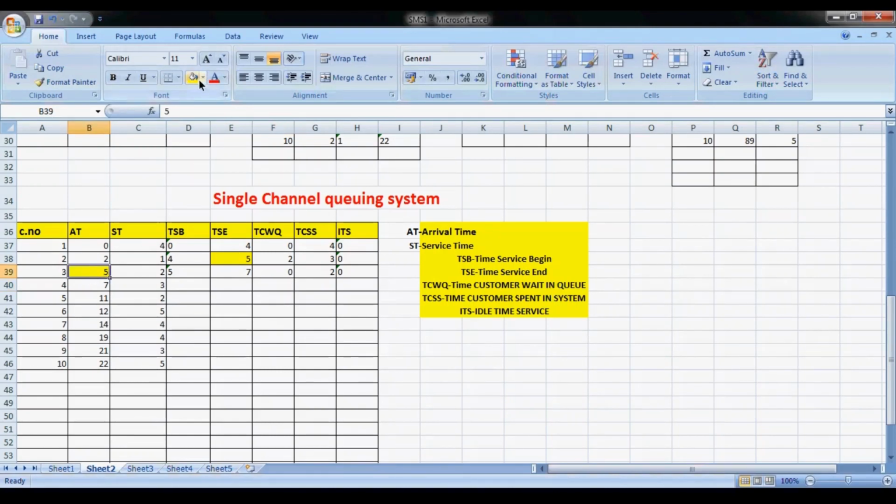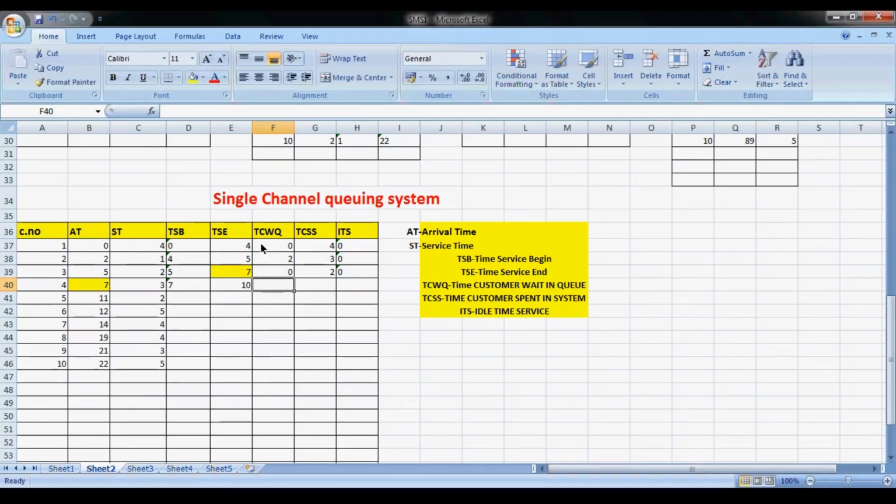Next the customer is coming at 5, the server is going to finish the operation at 7, and the customer is coming at 7. Again, both having the same value, then I will say that the time service begin for the fourth customer is 7. So time service end is 7 plus 3, that is 10. Time service begin plus service time gives 10, time service end.